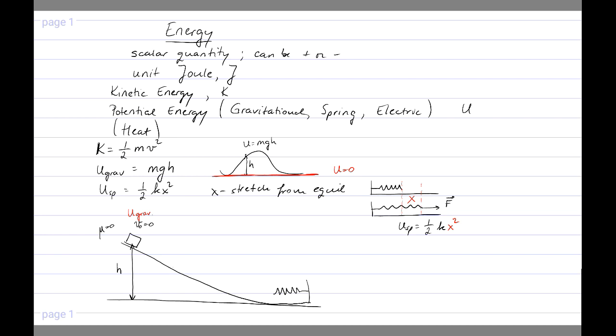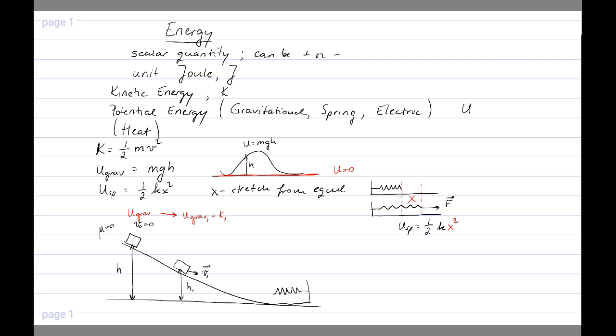As the block is sliding, it's picking up speed. At this point, the block will have speed v1, and it will be at a height h1 off the ground. So the block has U_grav1 plus kinetic energy 1. The gravitational potential energy that we had initially was transformed into gravitational potential energy plus kinetic energy. So gravitational potential energy decreased while we picked up kinetic energy.